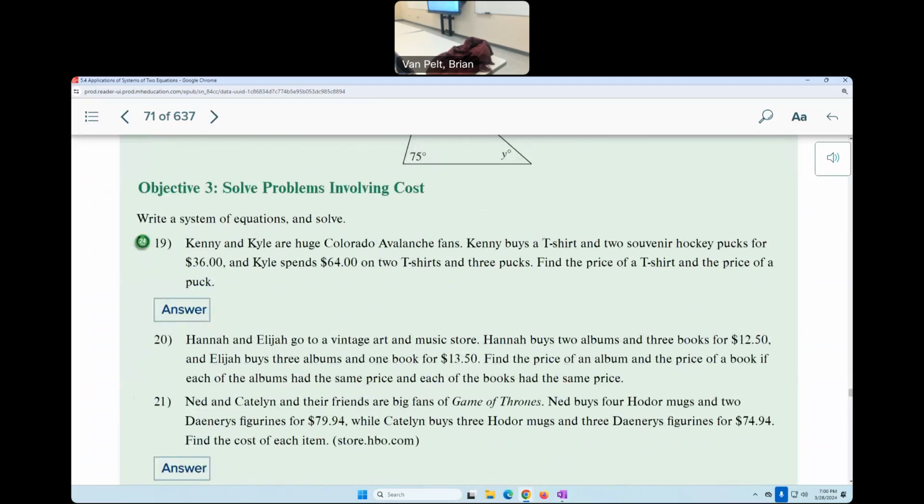Cost problems, take a look at this. Hannah and Elijah, let's see what they're doing.